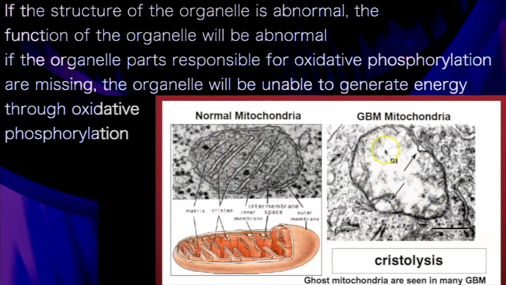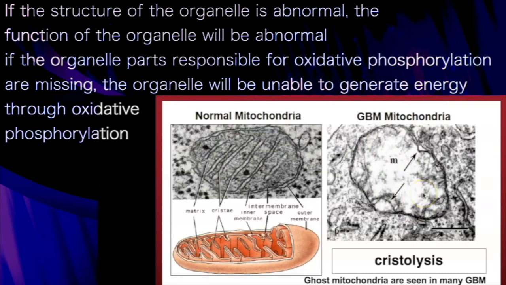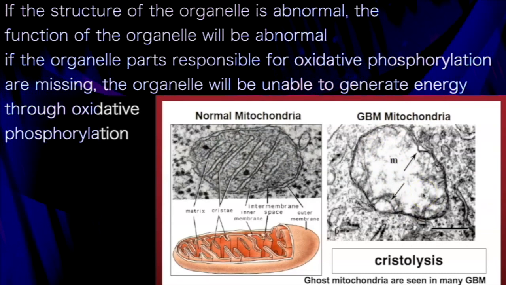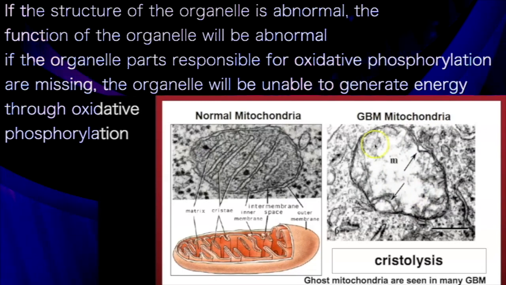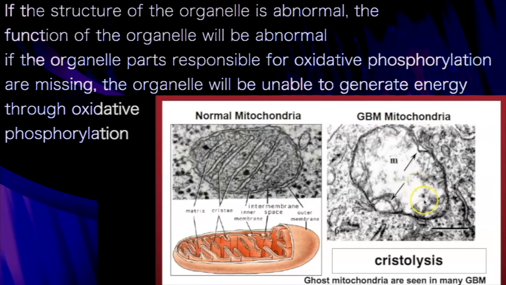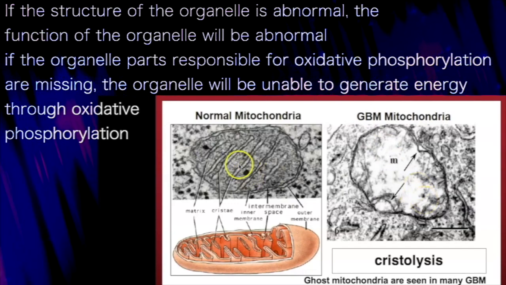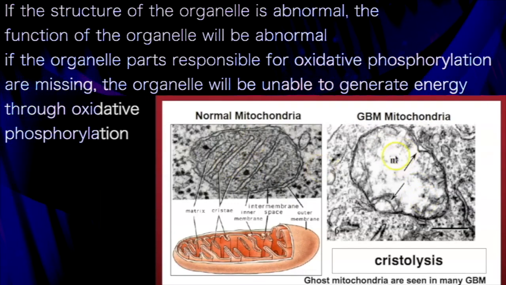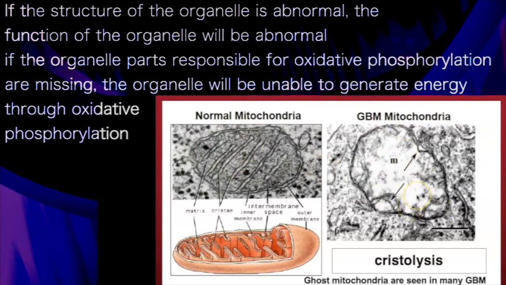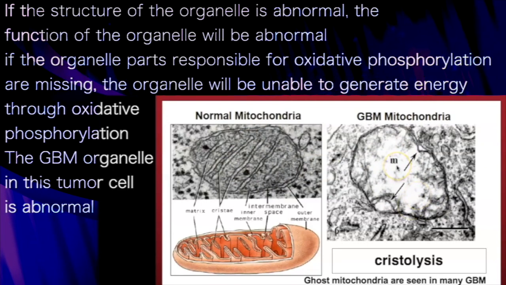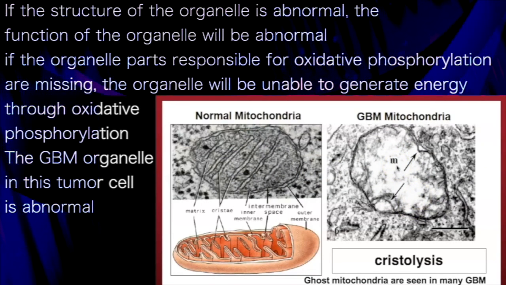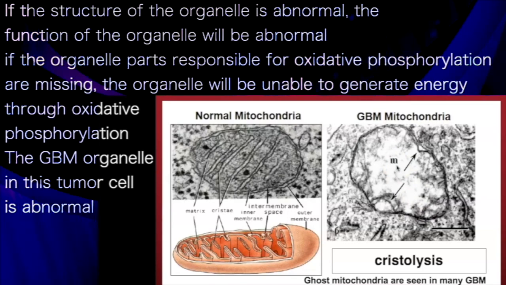The cristae are missing. And in biology, we have a major tenet that structure determines function. And if the structure of the organelle is abnormal, the function of the organelle will be abnormal. If the parts of the organelle responsible for oxidative phosphorylation are missing, the organelle will be unable to generate energy through oxidative phosphorylation. This is direct evidence indicating that the structure of the organelle is abnormal in this tumor cell.